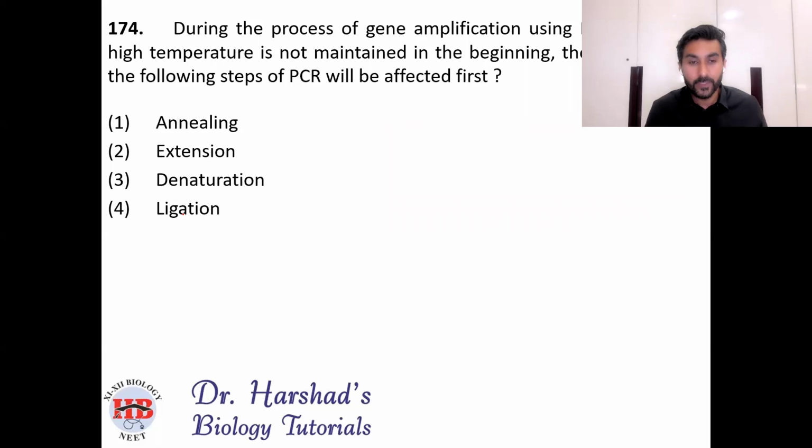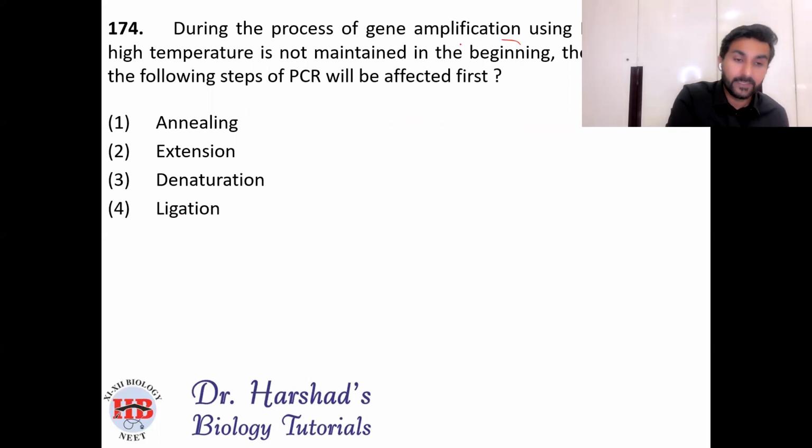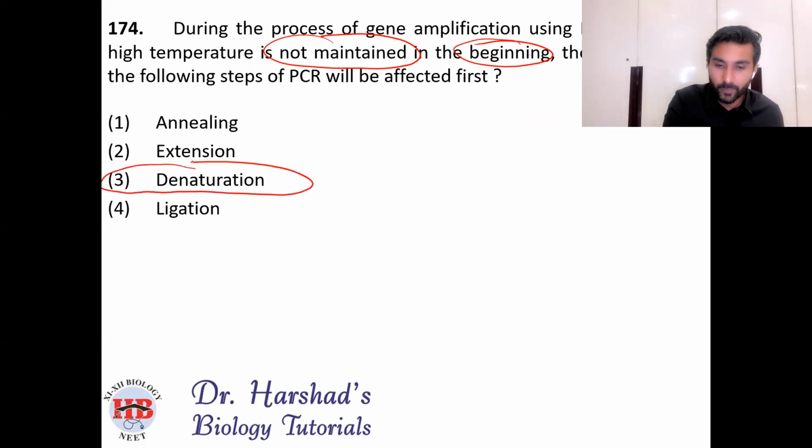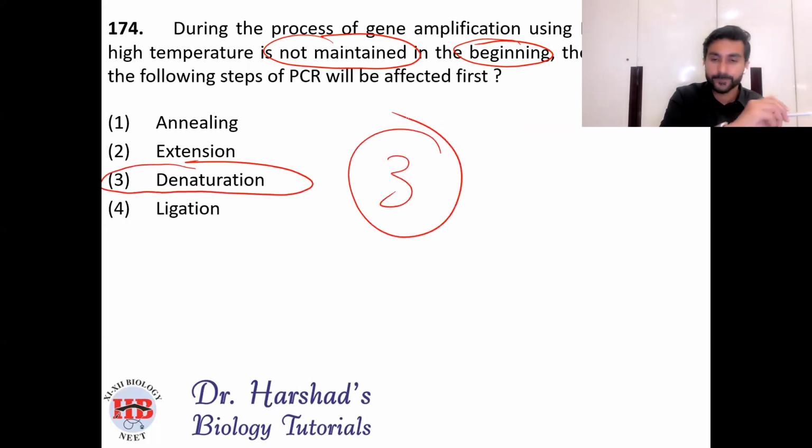The next question. During the process of gene amplification using PCR, if very high temperature is not maintained in the beginning, they have said if you don't maintain high temperature, the beginning step is the denaturation step, which requires a temperature of around 91 degrees Celsius. They are saying if you don't do that, what will happen? What will happen is denaturation will be affected. So our answer would be option number 3. Because denaturation is the beginning step requiring high temperature of 91 degrees Celsius.